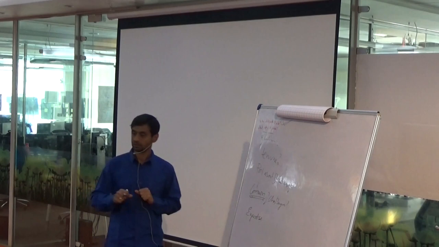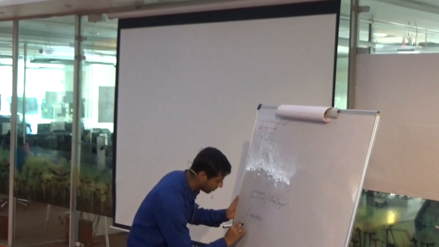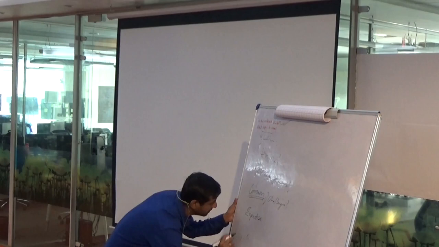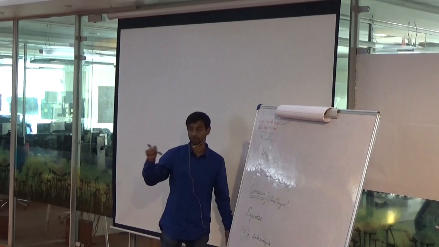1, 2, 3, 4. 4 out of, what is the overall count? 30? 40? So 4 out of 40, 10%. 10% data analysts. You guys, you will keep a tab on whether what I'm doing is right or wrong. Okay? And tell me if I'm going wrong. As I said, I'm not a data analyst.